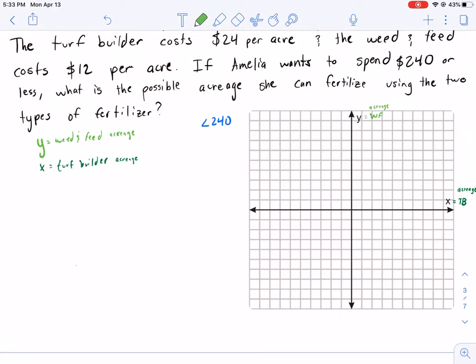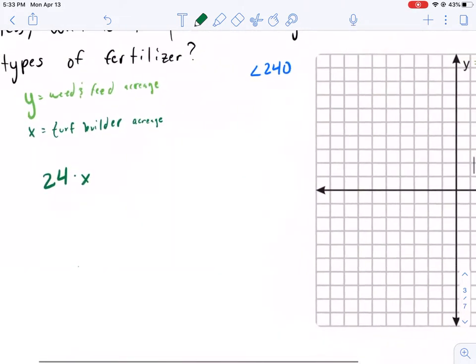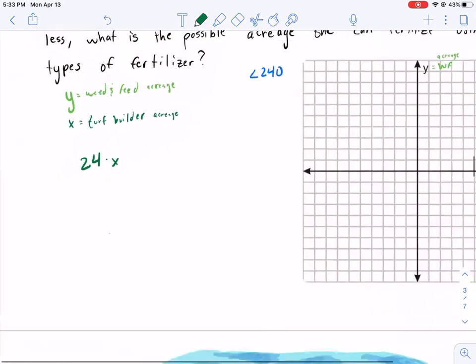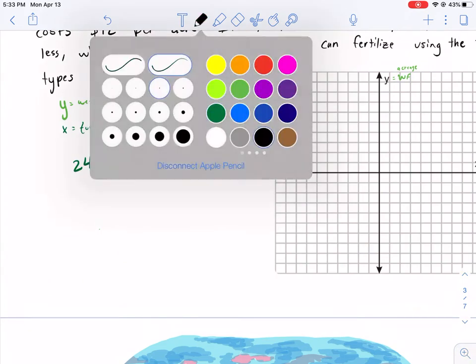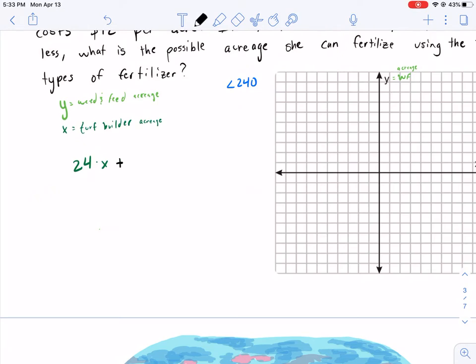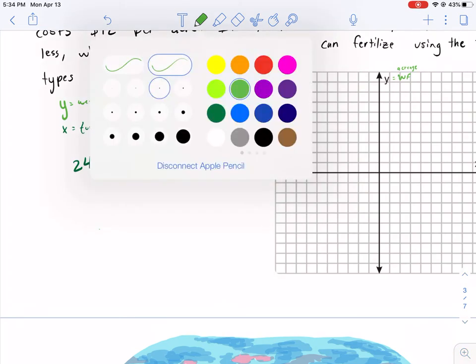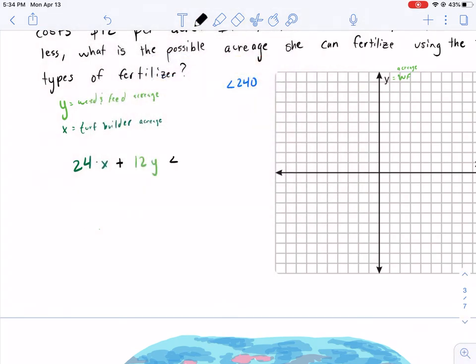$24 is dark green. So $24 times the number of acres I do turf builder. So turf builder is $24 per acre I use on it. And that would tell me how much money I use on turf builder. I need to add that to my weed and feed. It only costs me $12 per every acre I use weed and feed on. And this needs to be less than $240.